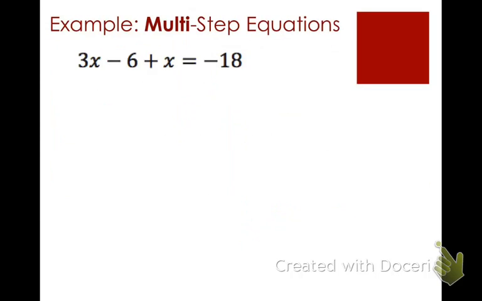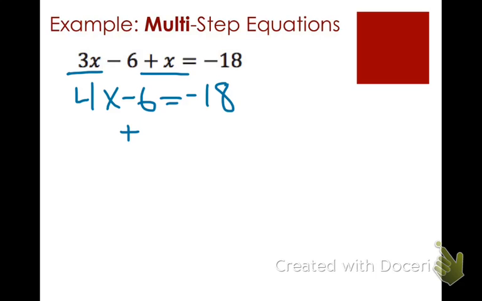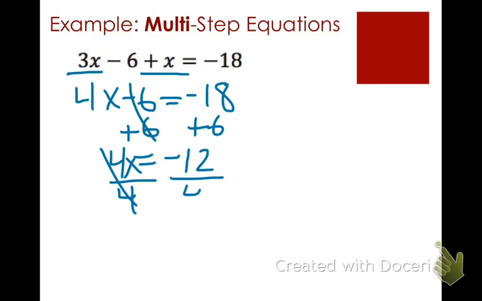Okay, so our first example, we have 3x minus 6 plus x equals negative 18. Notice my 3x and x are like terms, so I have to combine them. 3x plus x is 4x. Minus 6 equals negative 18. And now I do what I normally would do. So I'm going to add 6 to both sides. 4x equals negative 18 plus 6, which is negative 12. Divide both sides by 4. And x is negative 3.